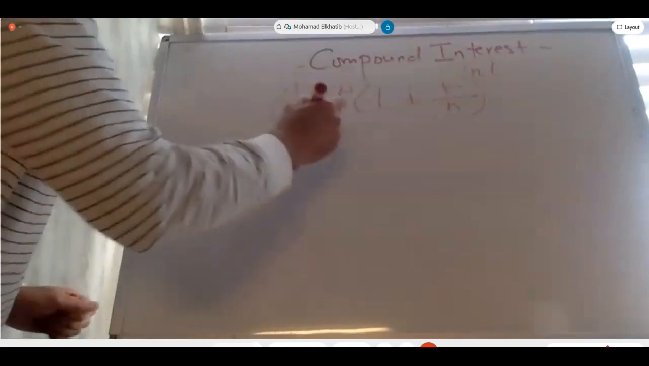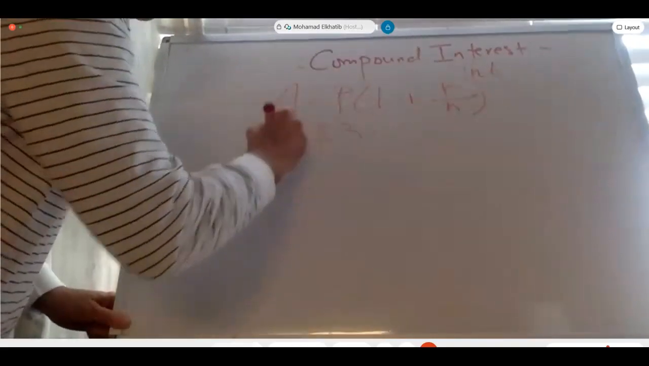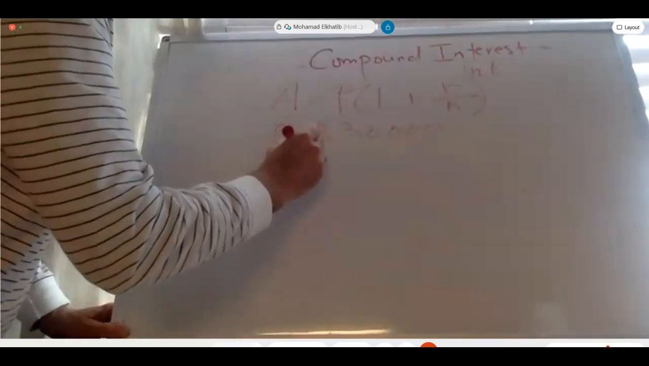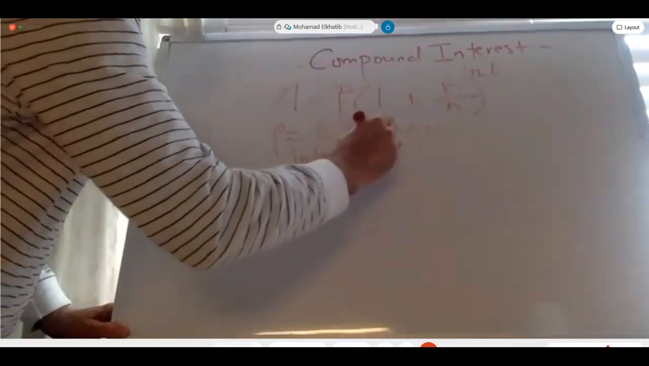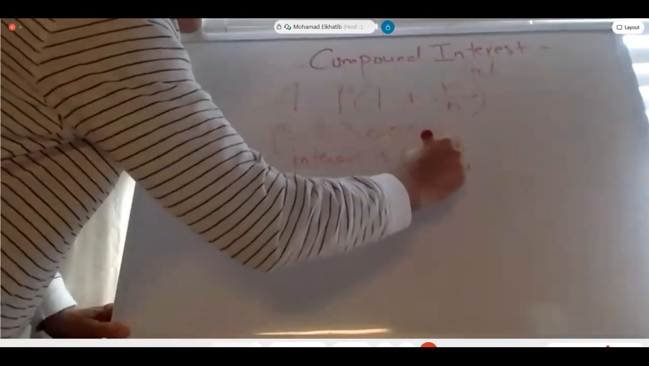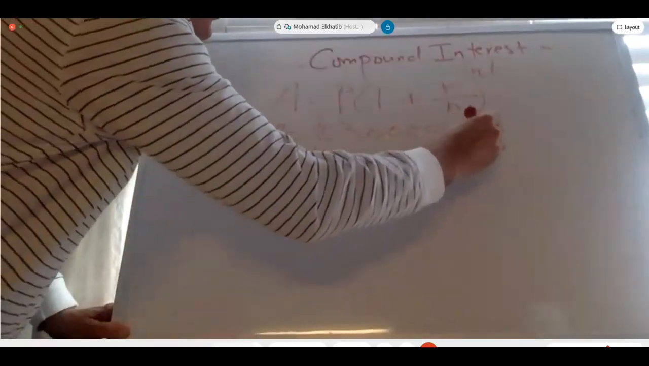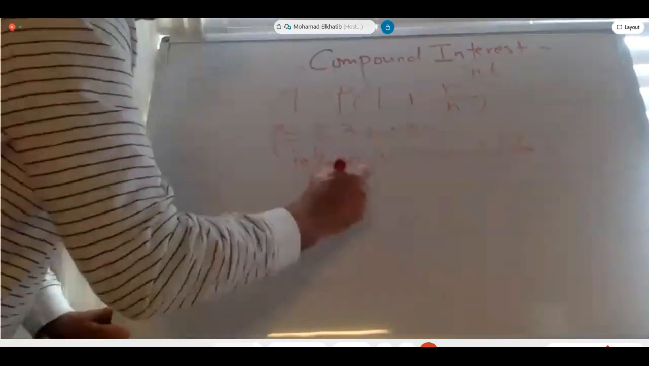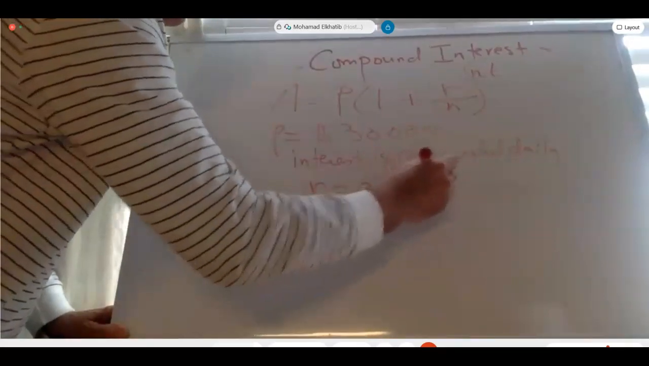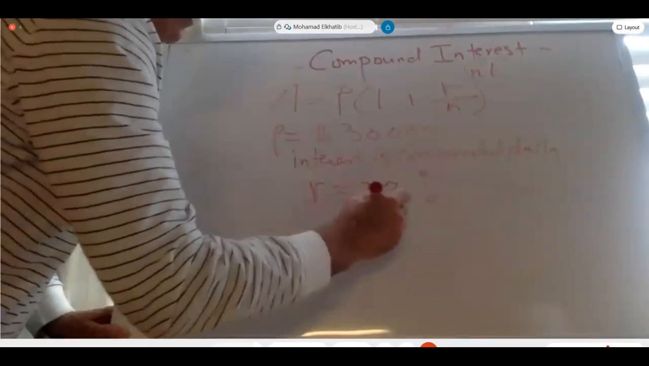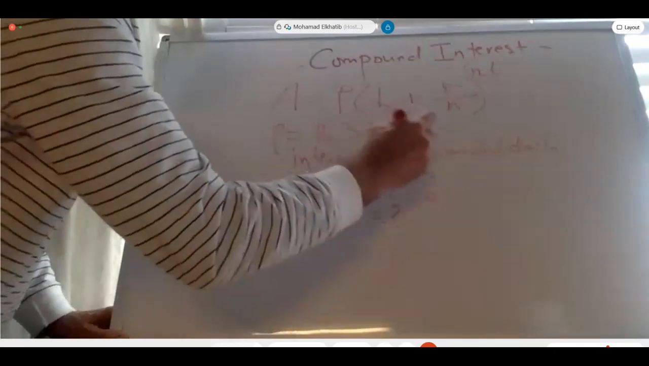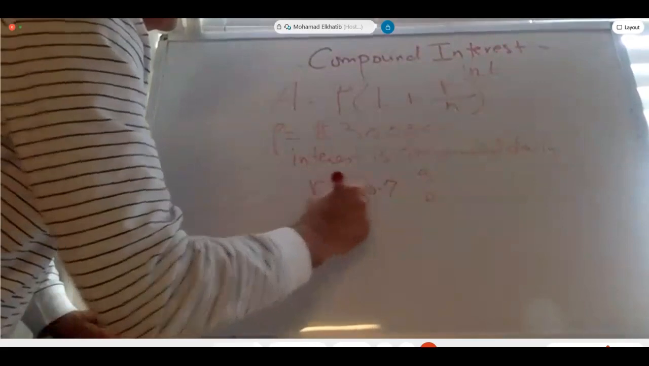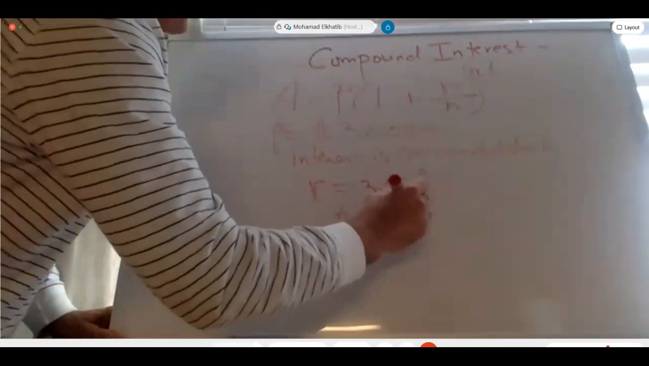All right. We borrowed $30,000. The interest is compounded daily. It's not 365. Look at your notes. And you're paying 3.7% interest. What would be the amount due? And you're paying it in 10 years.